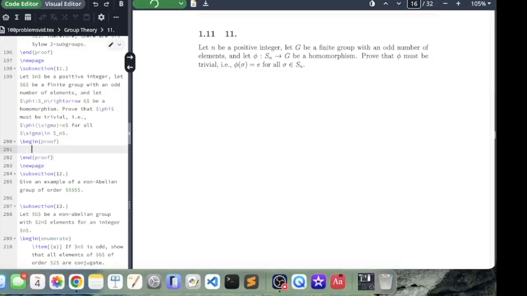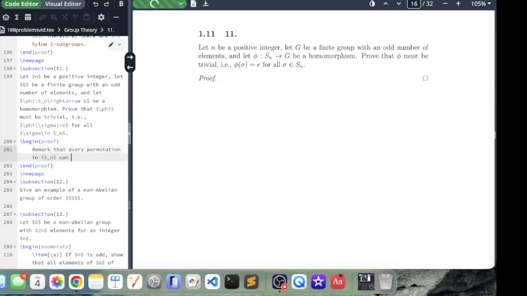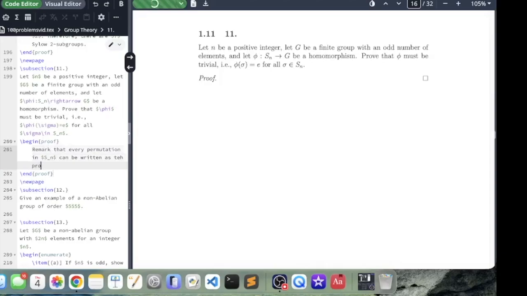Okay, so the first thing we want to do is remark that every permutation in Sn can be written as the product of transpositions. For example, the permutation (1 2 3) can be written as (1 3) times (1 2). And you could do that with any permutation you want. Remark that every permutation in Sn can be written as the product of transpositions.